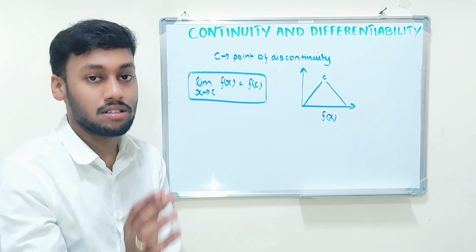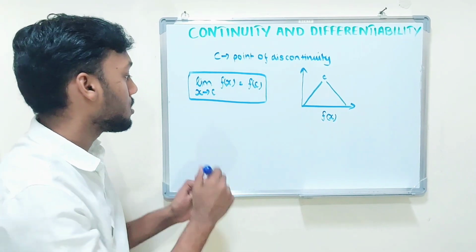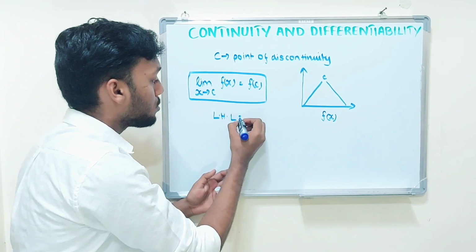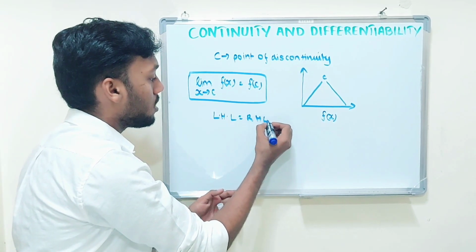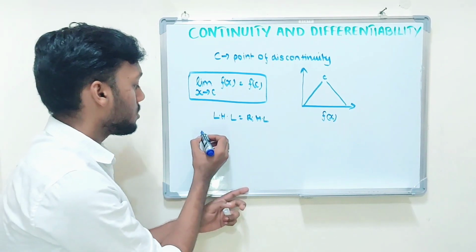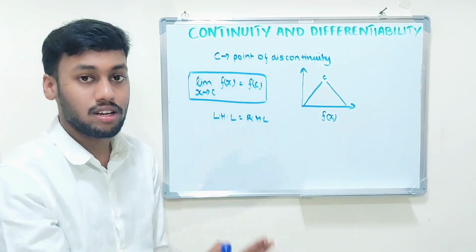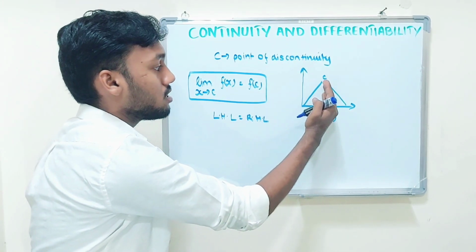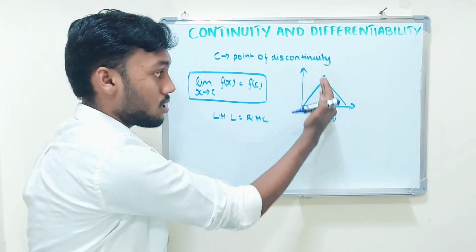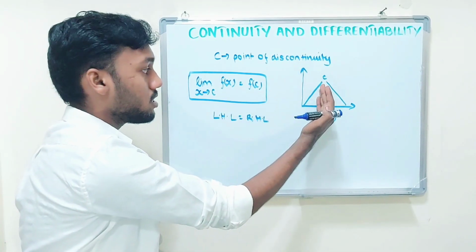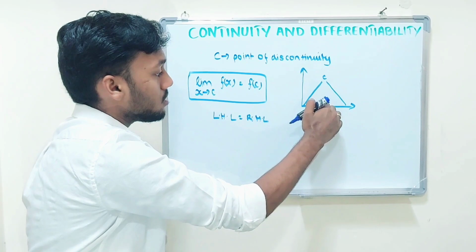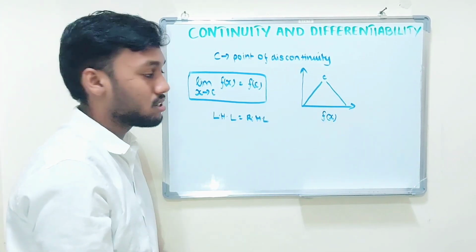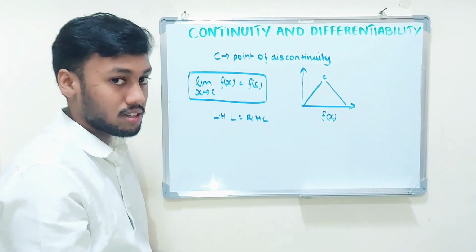LHL is equal to RHL. This means that left hand limit is equal to right hand limit. So how do we represent it? LHL means left hand side, right? So see, this is a point c, and what is the left hand side? The part of the graph which is before it, that is the leftmost side. From here to here, it's LHL. And what is RHL? From this point to this point, till where the equation ends.